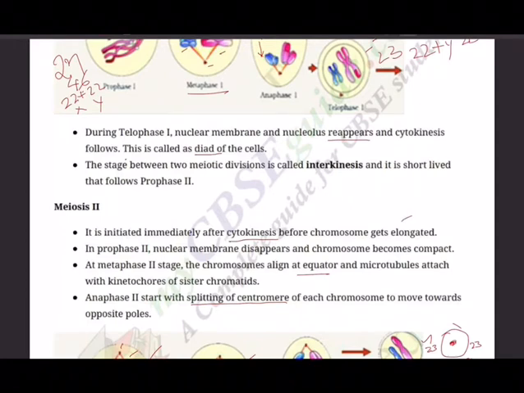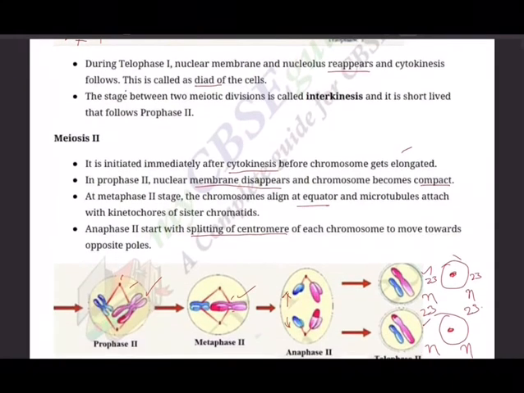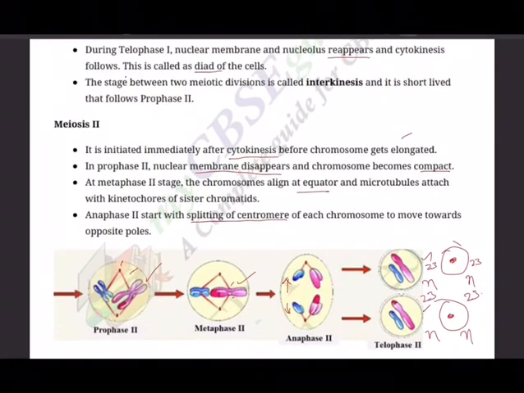In prophase 2, the nuclear membrane disappears and chromosomes become compact, and in metaphase 2 you can see again the chromosomes lying in the center. So when you do practicals, when you focus the slide under a microscope, the moment you see the chromosomes in the center of the plate, take it for granted the cell is in metaphase. Meta means middle, center.